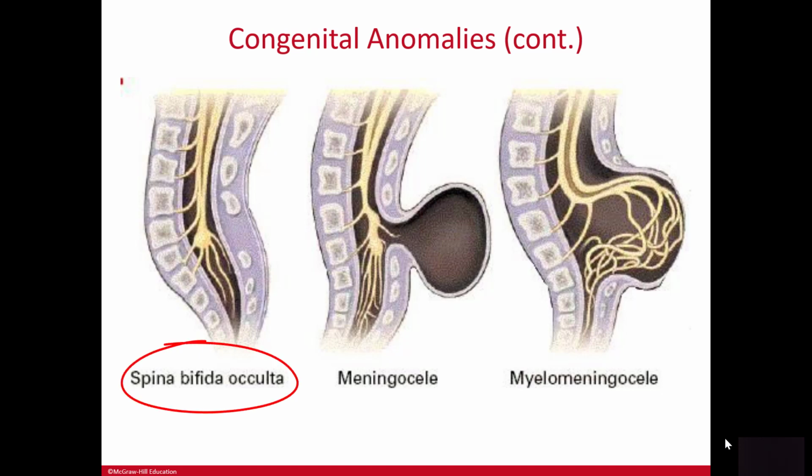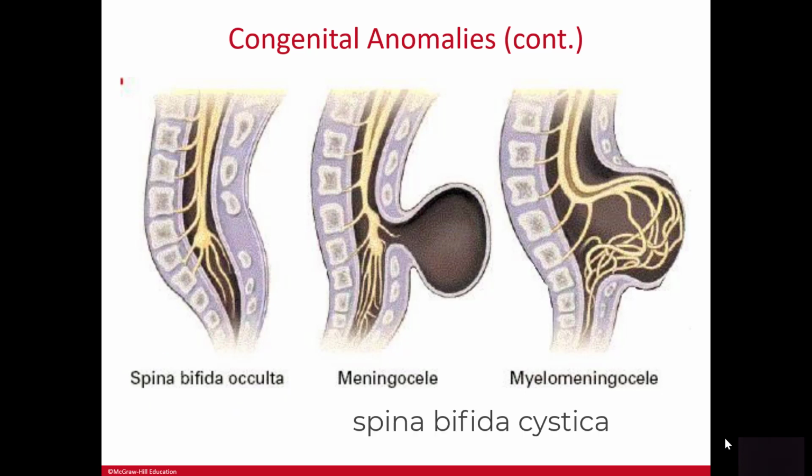Spina bifida occulta shows no outward defect, only a hairy tuft of skin on the baby's back. And spina bifida cystica is characterized by an absence of the vertebral arch, which causes the meninges and spinal cord to protrude. There are two types of protrusions that occur.